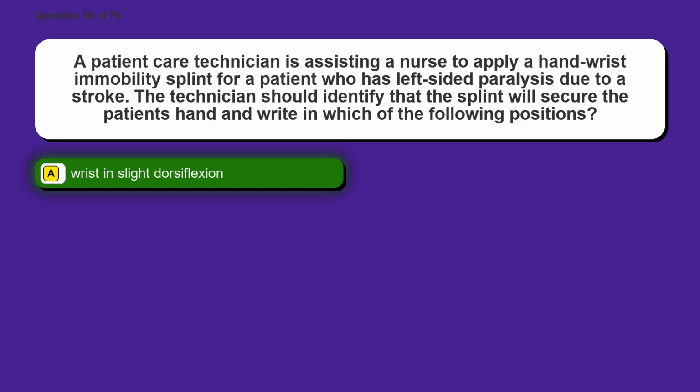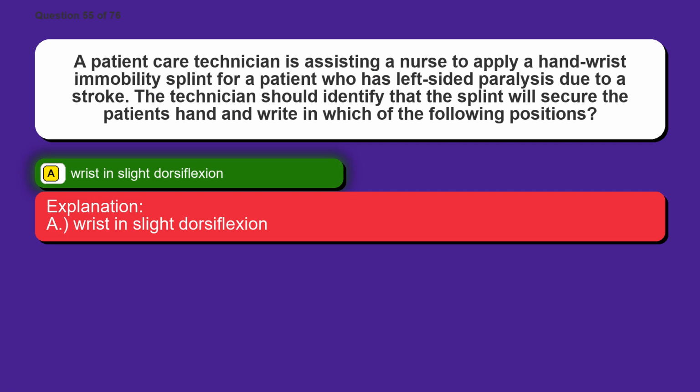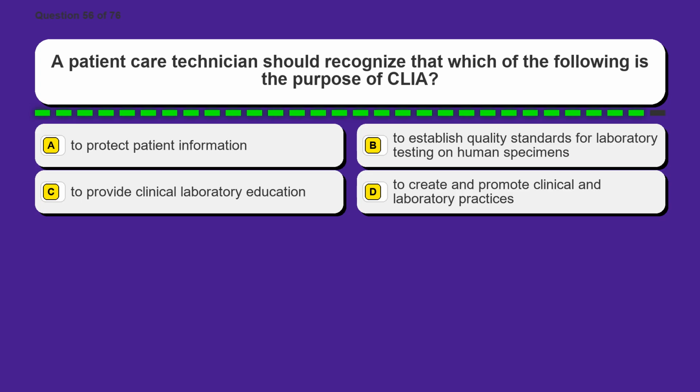The correct answer is option A, wrist in slight dorsiflexion. Question 56. A patient care technician should recognize that which of the following is the purpose of CLIA?